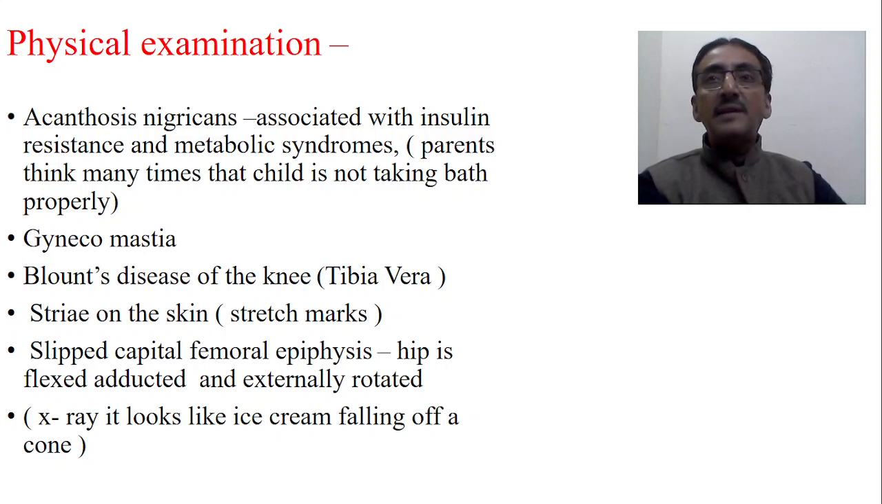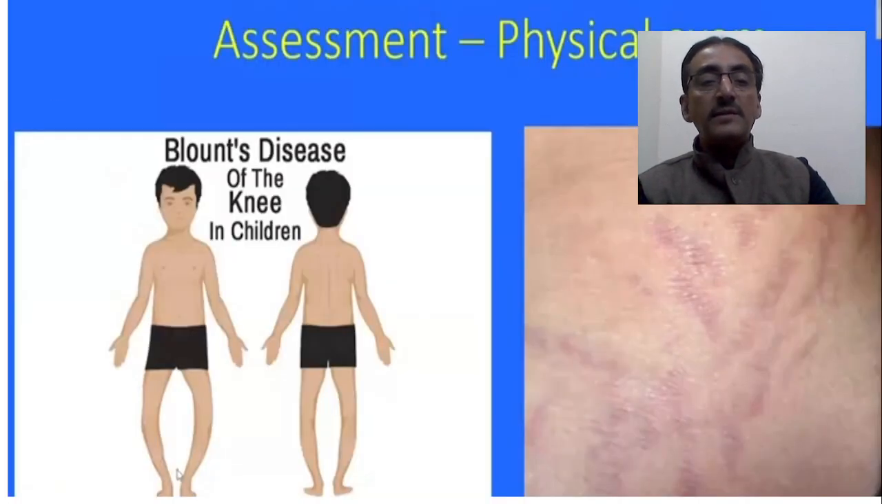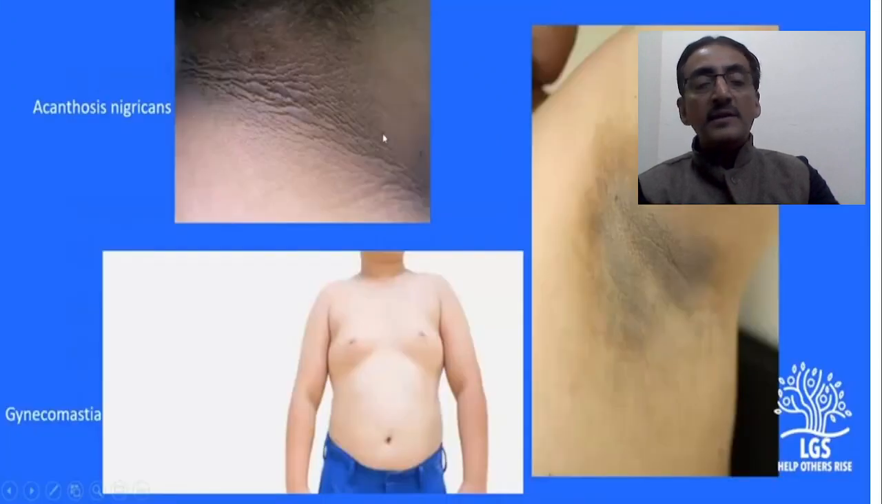Okay, another one is Blount disease of the knee. Blount disease of the knee is actually a disease of the tibia, the shaft of the tibia vara. So that is also one of the common conditions. This is Blount, see. So this is also one of the initial findings of obesity.